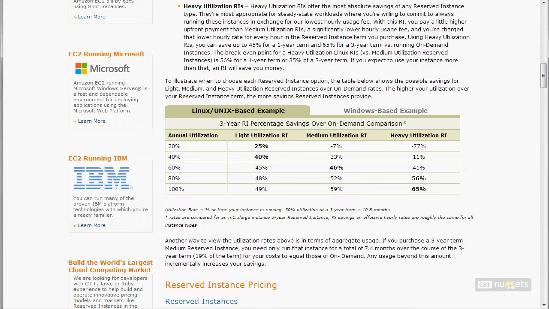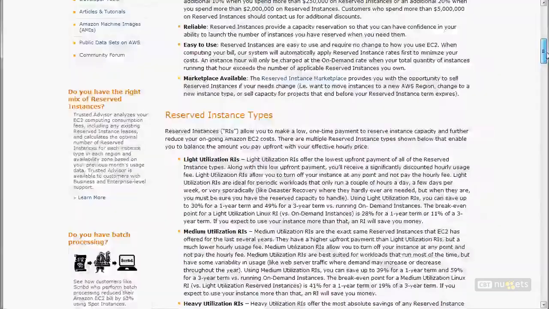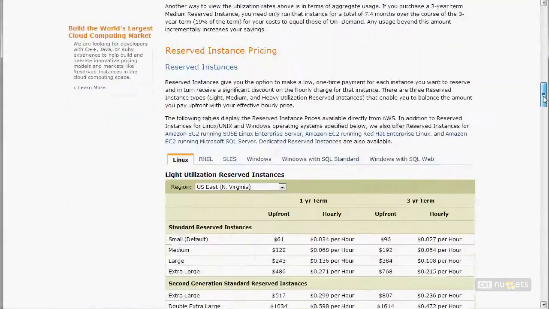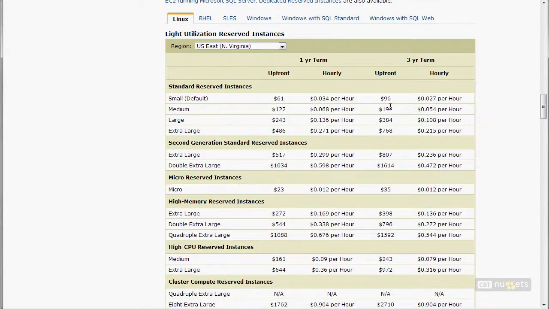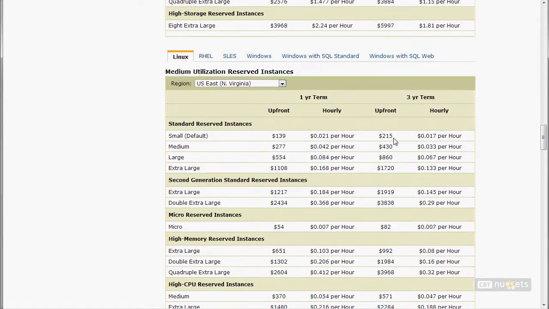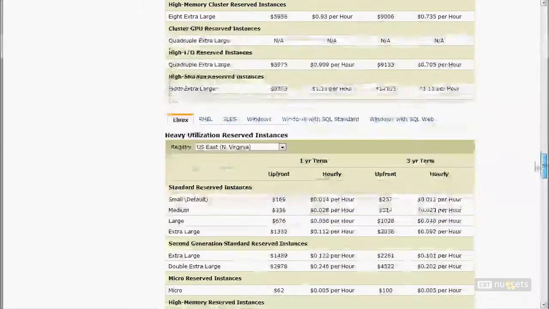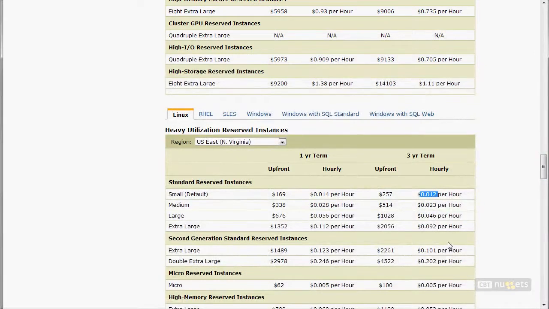Now, the way this works, the other confusing aspect of this, I know, you're kind of like, there's more? The one more thing. When you are going with these light utilization or medium utilization, you will pay the upfront cost and then an hourly cost for that, right? So if you're running the light utilization, you pay that $96 for a small server upfront, and then you pay 2 cents an hour. Same thing if you go with the medium, you'll pay $215 upfront and then pay 1.7 cents an hour. With heavy utilization, the hourly rate is automatically charged for 24 hours a day.